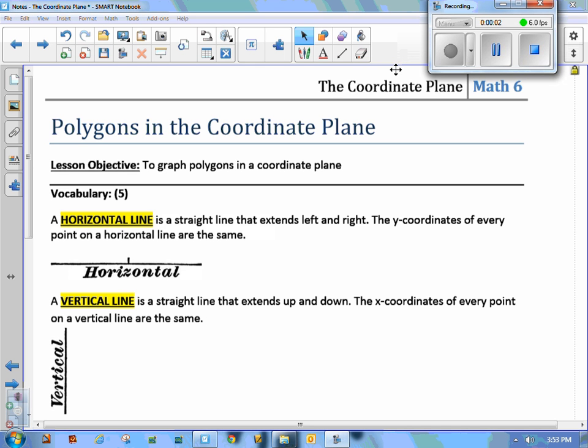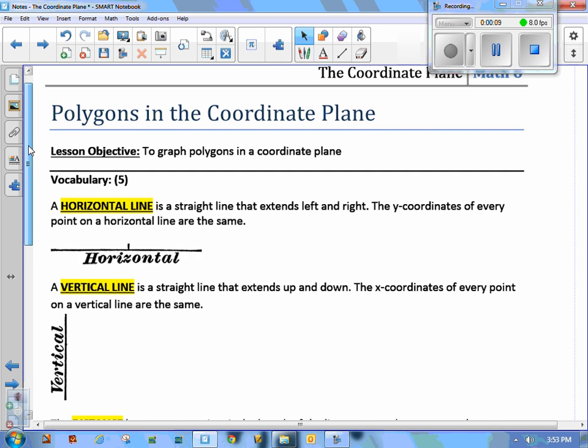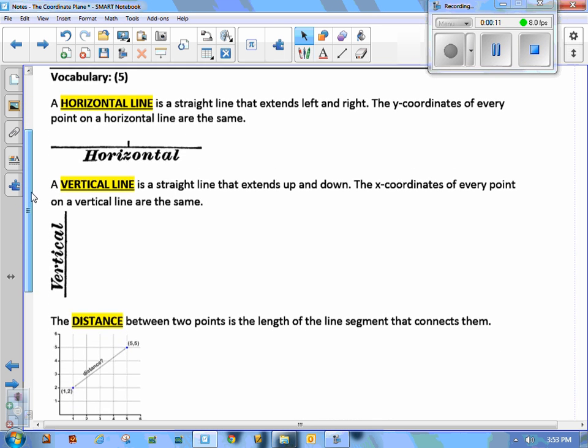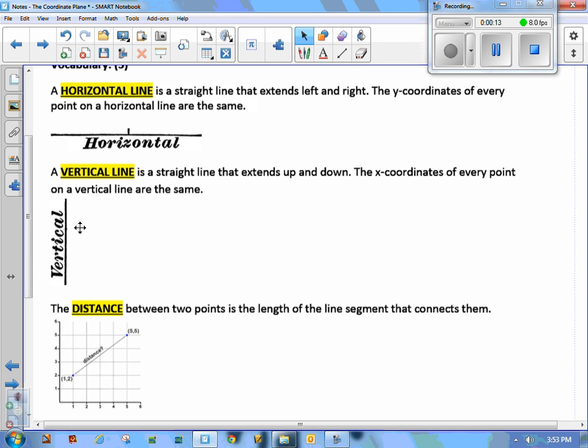Unit 7, the coordinate plane, Lesson 2, polygons in the coordinate plane. We have 5 vocabulary words for this unit. The first one is a horizontal line, which is a straight line that extends left and right. The y coordinates of every point on a horizontal line are the same.